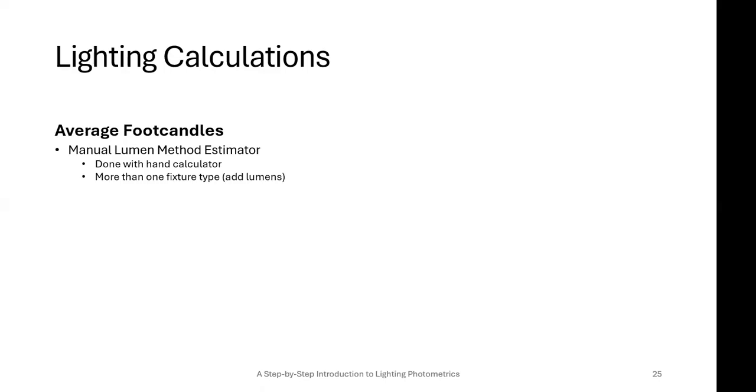Okay, so it's done with a hand calculator and more than one fixture type. You just add up the lumens. This is kind of like a guesstimate kind of thing. It's an estimator, makes it real simple, especially for people like in a home where you have layers of light.